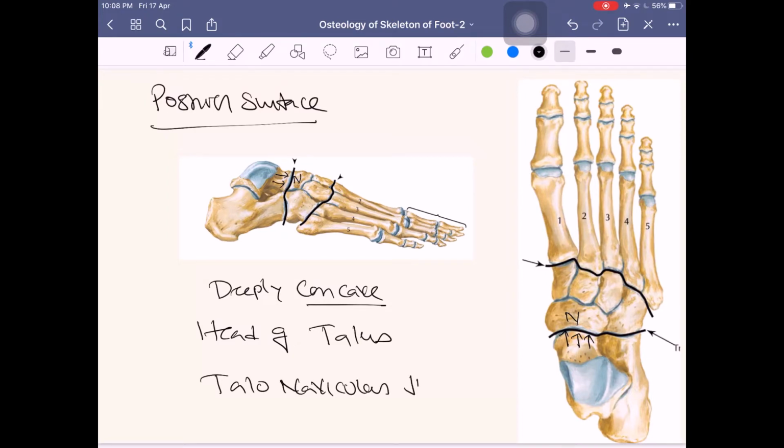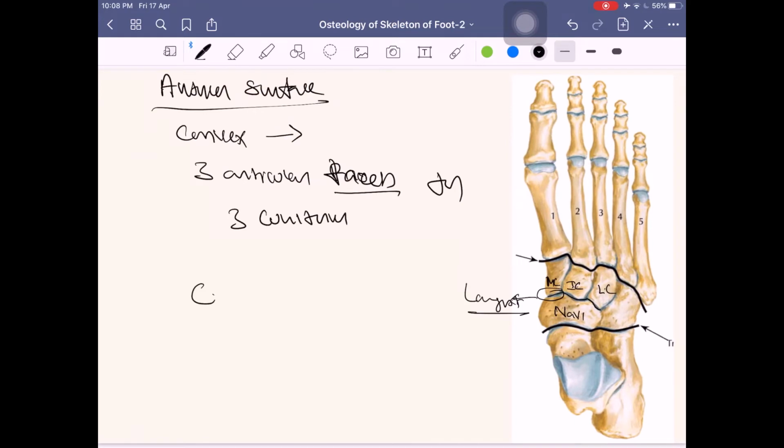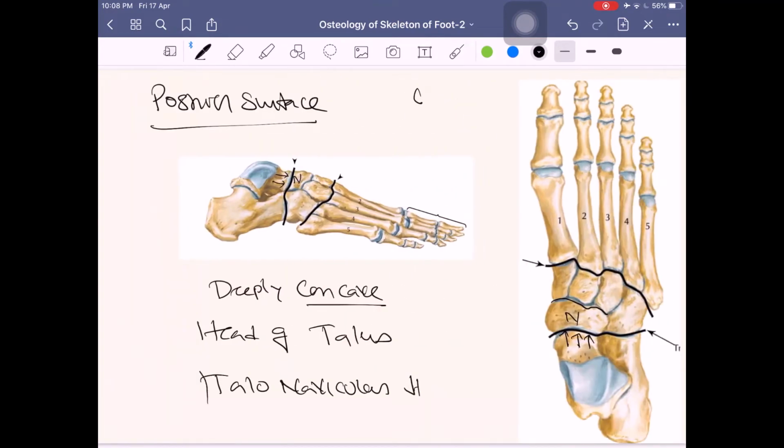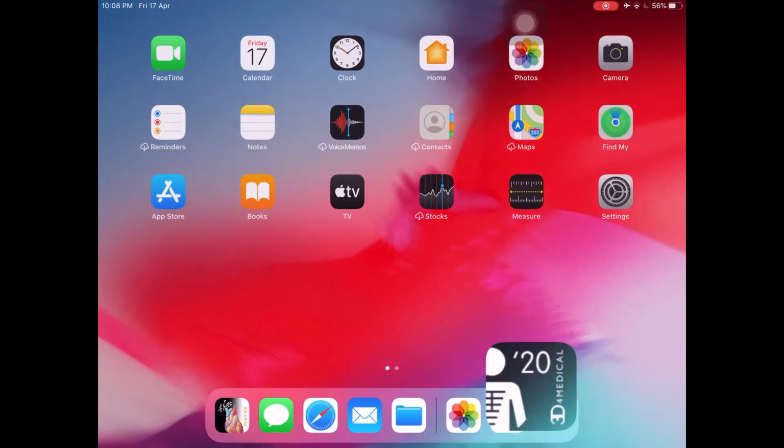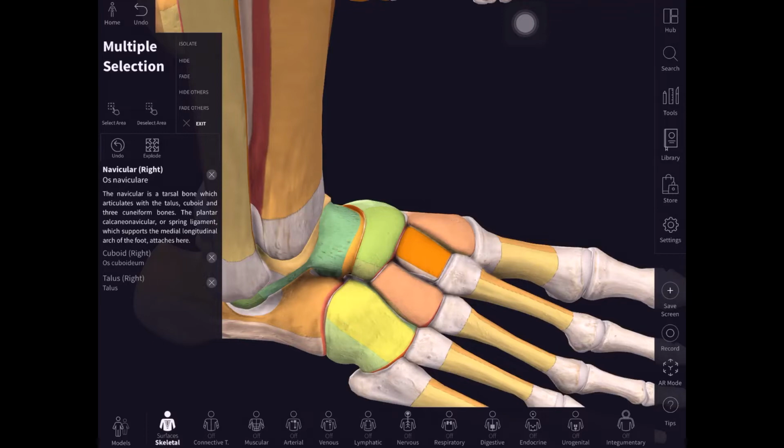So the talonavicular joint is formed here. Whereas what was this joint with the cuneiform? This joint is your cuneonavicular joint. Here I will give a name: these are cuneo-navicular joints. Here it is a talonavicular joint, deeply concave to accommodate the head of the talus. So let us see this one again.